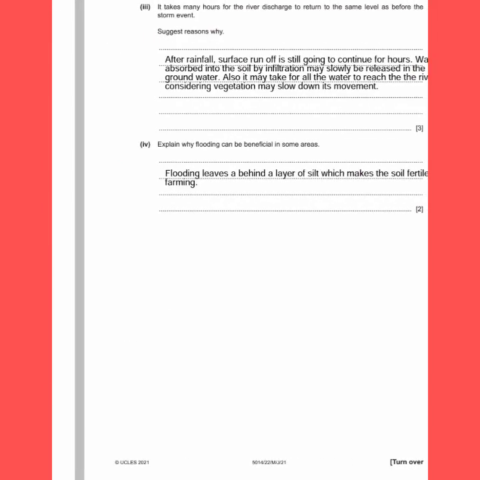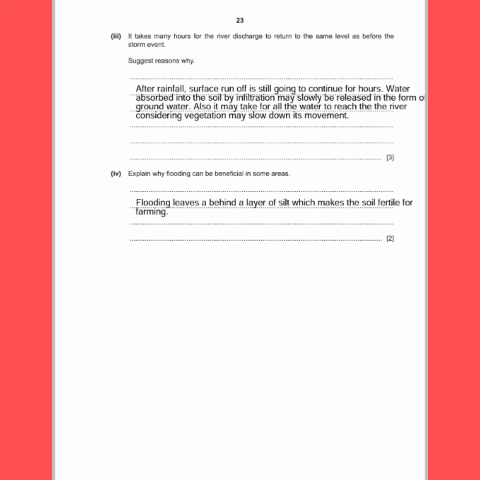Then let's move on. It takes many hours for the river discharge to return to the same level as before the storm event. Suggest reasons why. So first you have the idea that water is gonna keep moving, right? It may be absorbed by the soil, but eventually it's gonna flow as groundwater flow. It's gonna move through the soil, throughflow. Okay, the water that infiltrated is gonna eventually become groundwater flow.